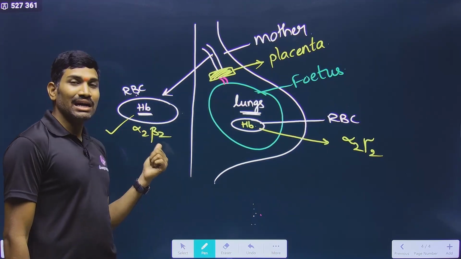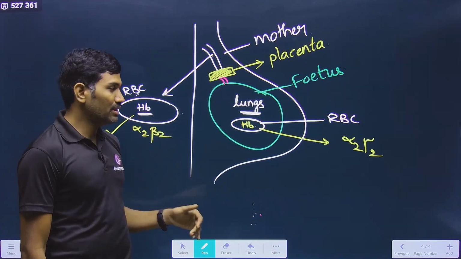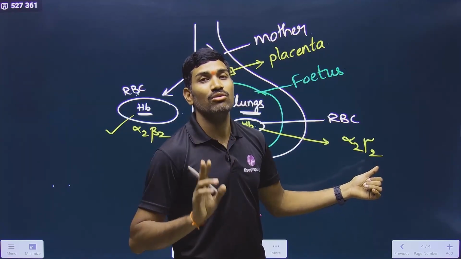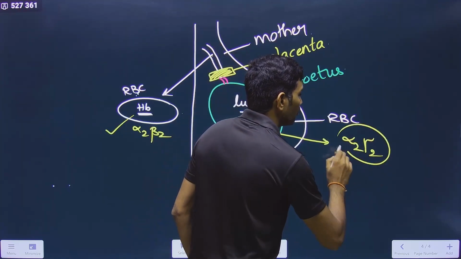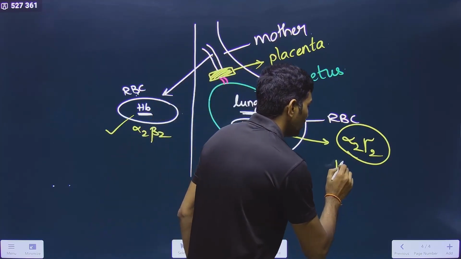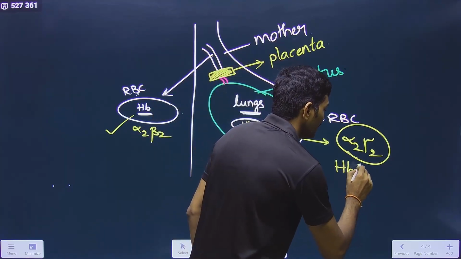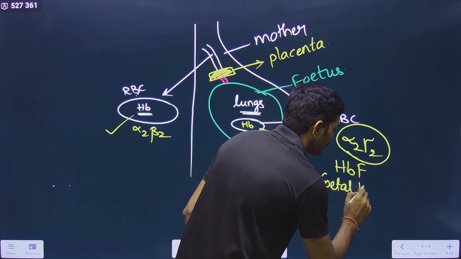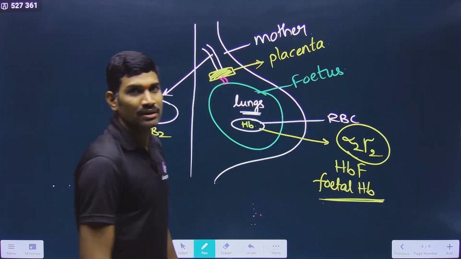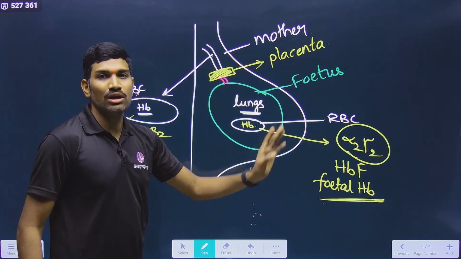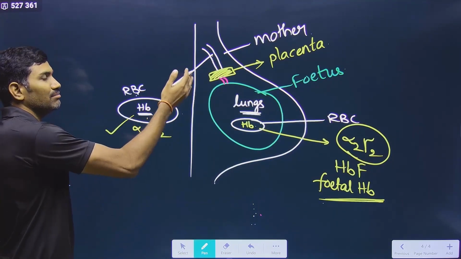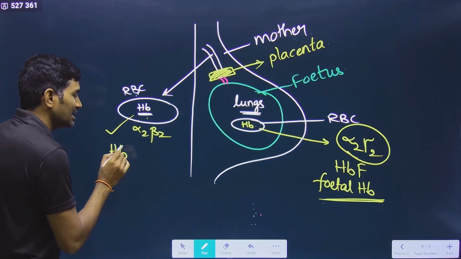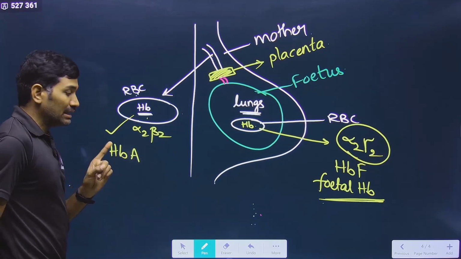So the mother has alpha2 beta2 type of hemoglobin, but the fetus has alpha2 gamma2 type of hemoglobin. This type of hemoglobin present in the fetus is called HbF. Hb means hemoglobin, F means fetal. It is called fetal hemoglobin. The hemoglobin present in the fetus is called fetal hemoglobin. But the mother means adult, right? So the hemoglobin present in the mother is called HbA. A means adult.